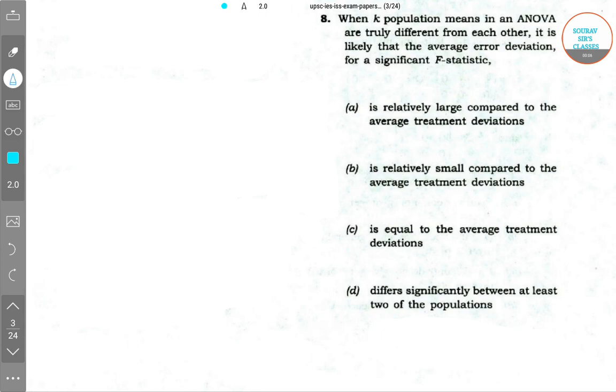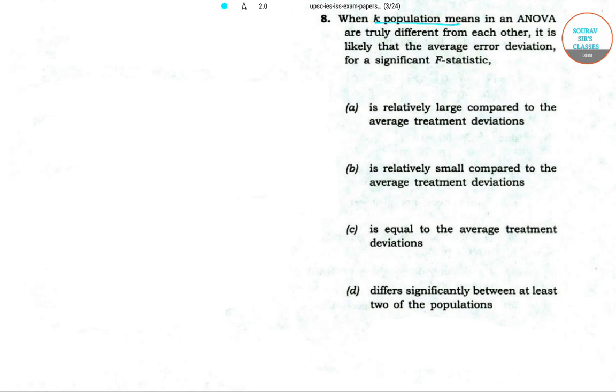The question is, when K population means in an ANOVA are truly different from each other, it is likely that the average error deviation for a significant F statistic are: option A, relatively large compared to average treatment deviations; option B, relatively small compared to the average treatment deviations; option C, equal to the average treatment deviations; and option D, differs significantly between at least two of the populations.